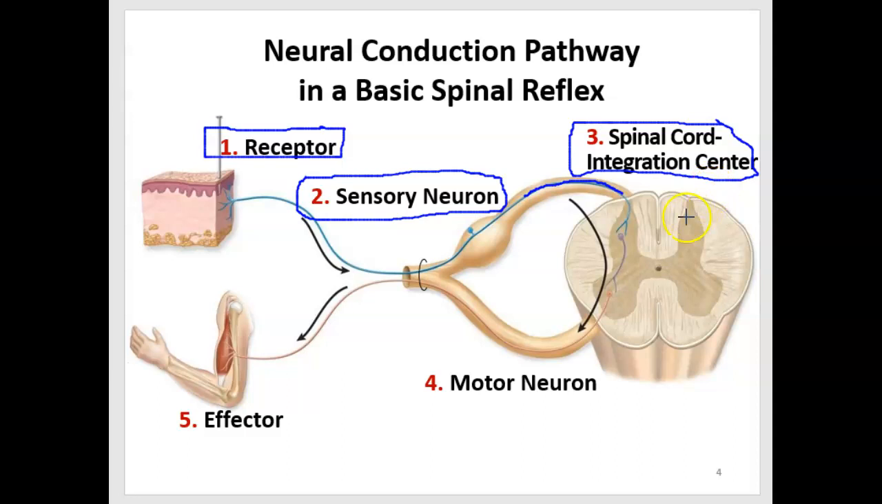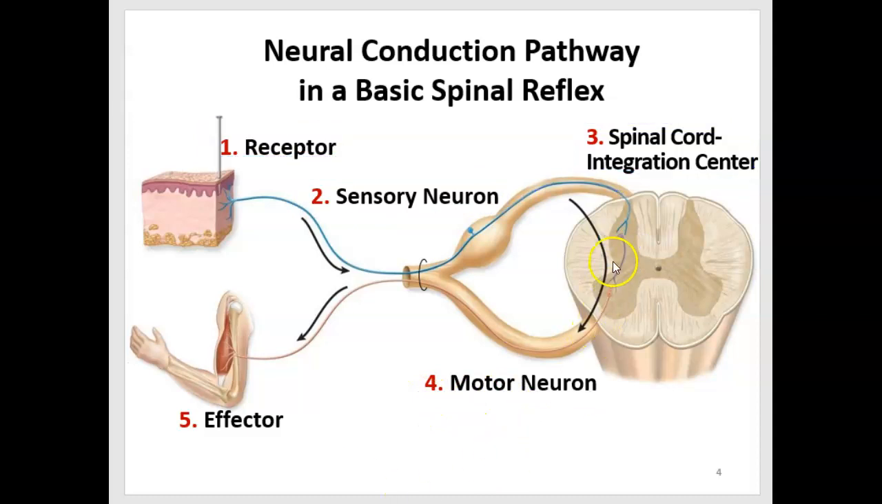And the spinal cord acts as an integration center. It contains interneurons that connect the sensory neuron to the motor neuron. So you'll actually have a couple of synapses often, not always, one from the sensory neuron to the interneuron, and then another from the interneuron to the motor neuron. Sometimes the sensory neuron directly synapses with the motor neuron. Then the motor neuron comes out the ventral root, travels in a spinal nerve, and goes to the last component of this spinal reflex, and that's the effector, which in our examples will always be a skeletal muscle.